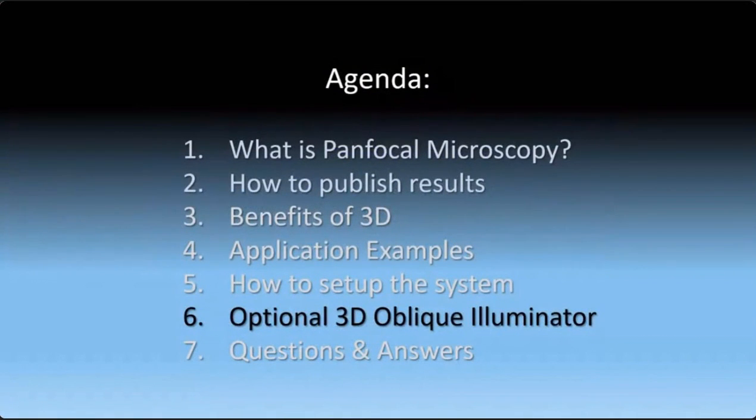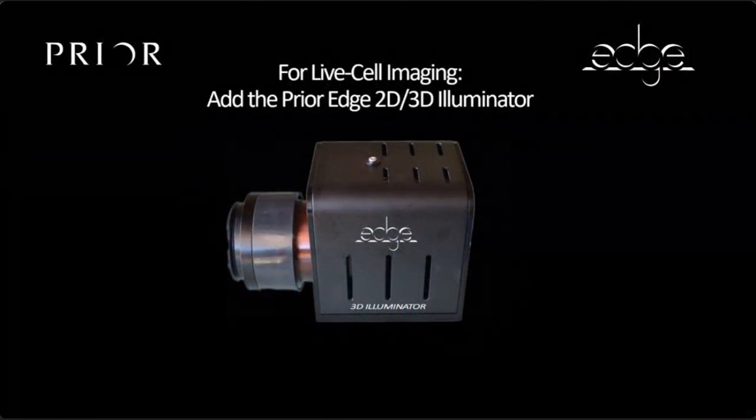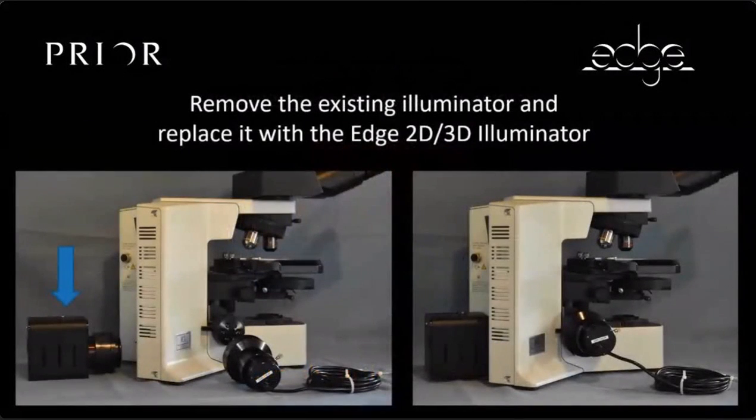So I want to tell you a little bit about this optional 3D oblique illuminator. This is a really unique piece of equipment, and it allows you to do things you just can't do with other equipment. It's great for live cell imaging. Prior Scientific have teamed up with Edge to produce these illuminators. They're just available now. We got our first run, which is almost sold out, and our second run is just starting to be produced now.